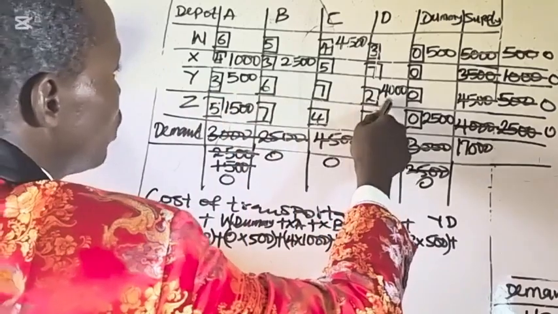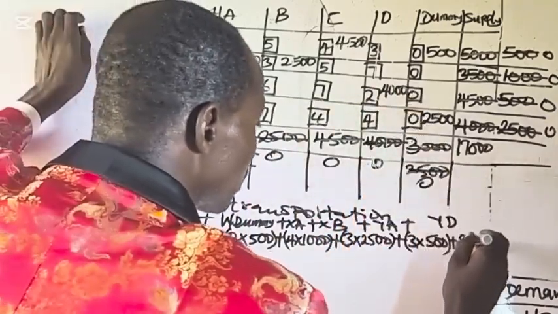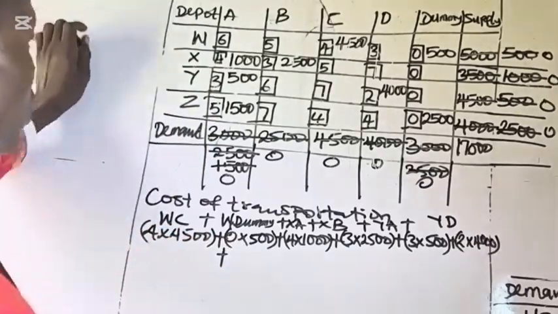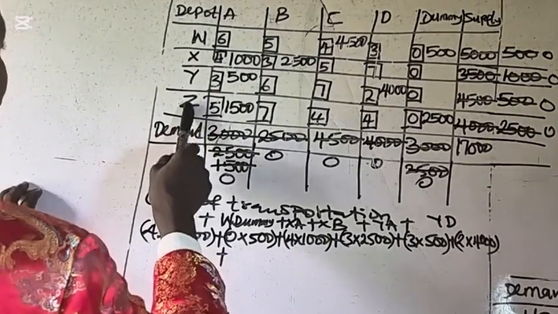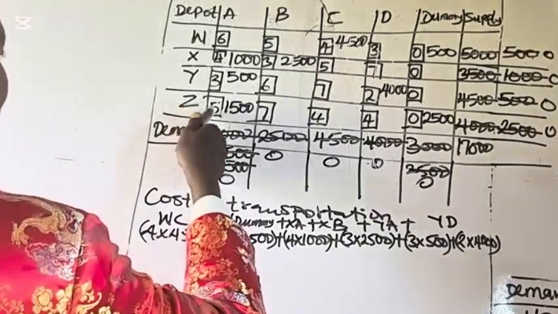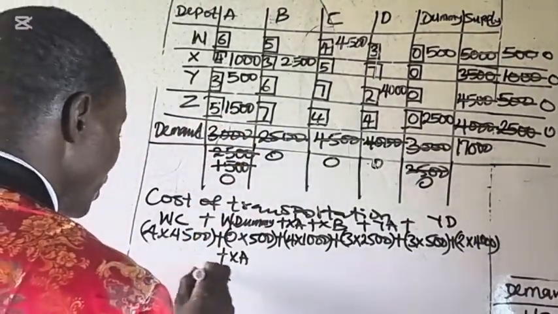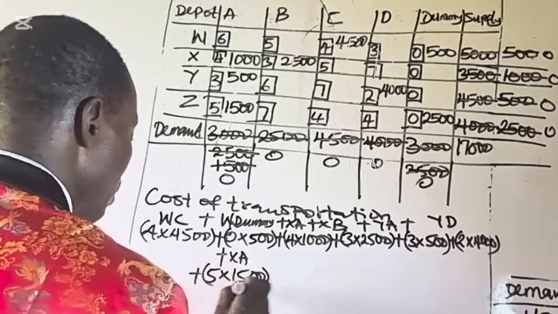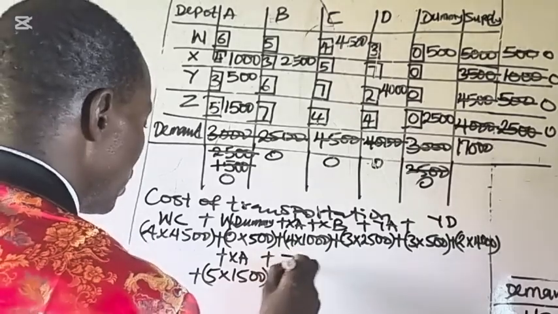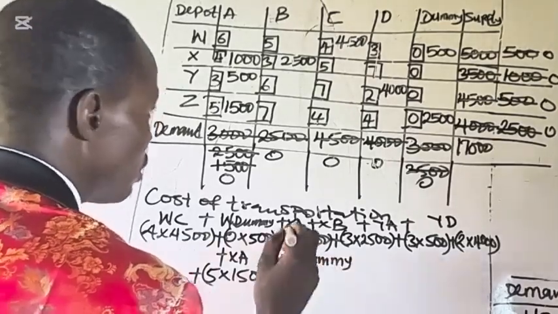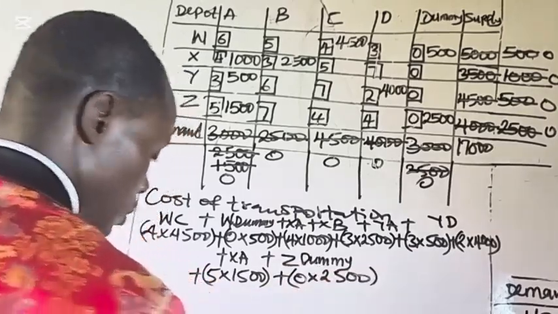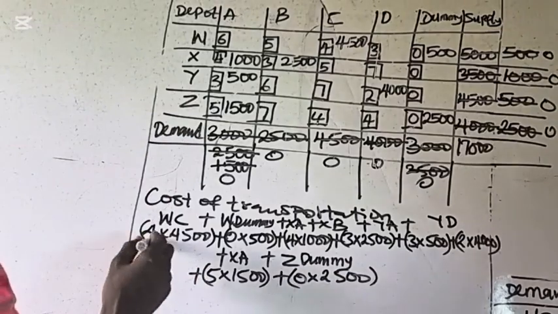That is 2 times 4,000 plus then we also have ZA, which is 5 times 1,500 plus Z dummy, which is 0 times 2,500. So that will give us 4 times 4,500.